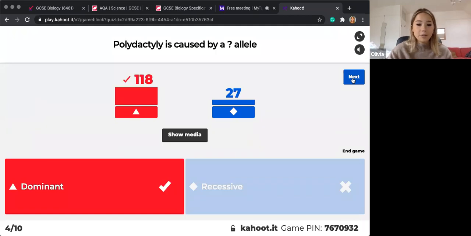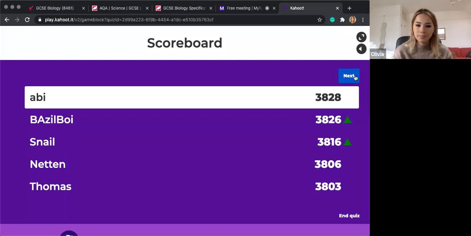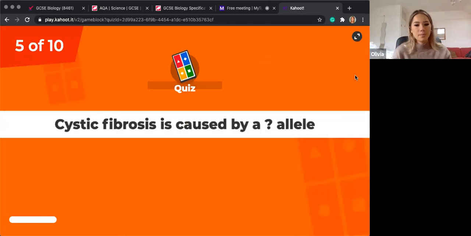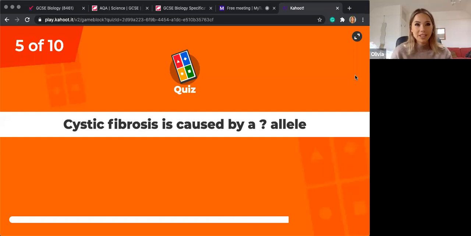Okay, well done, those of you who remembered that. So polydactyly is caused by a dominant allele. And again, you could remember that because polydactyly has got a D in it, and D for dominant. And cystic fibrosis has got an R in it, R for recessive. So I've just told you the answer for the next one.